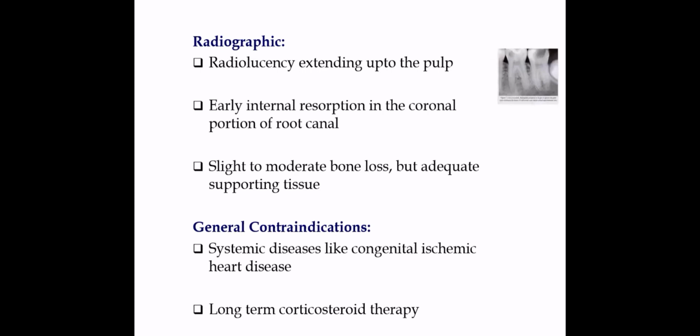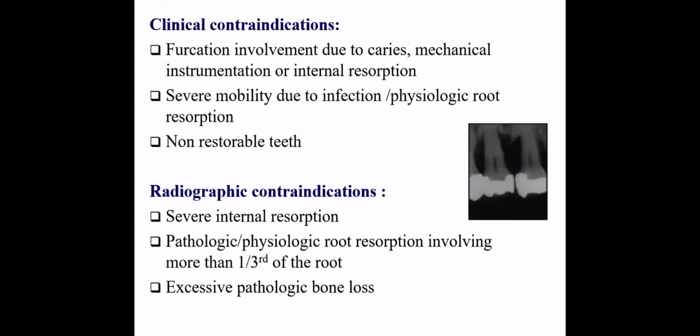Now coming to the general contraindications. Systemic diseases like congenital ischemic heart disease, then a child on long-term steroid therapy, are the general contraindications of doing a pulpectomy procedure. Coming to the clinical contraindications: furcation involvement due to caries or mechanical instrumentation, or an internal resorption. Then severe mobility due to infection or pathological root resorption. Then physiological root resorption. Then a non-restorable tooth. So these are all the clinical contraindications of pulpectomy.